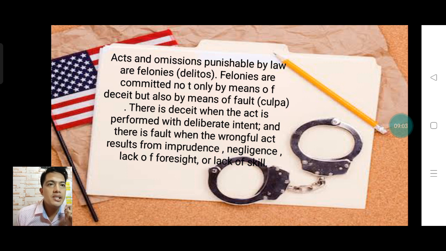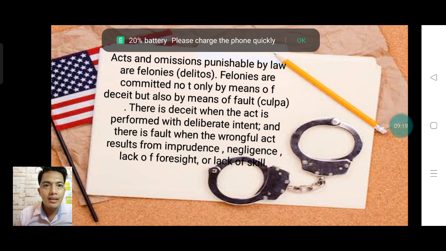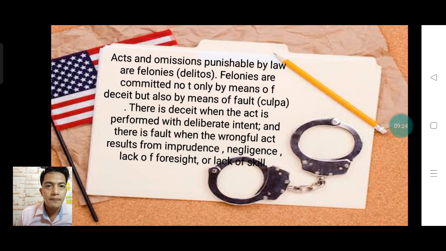Now, about punishable by law. Acts and omissions cannot be called punishable by law unless there is a law that prohibits them. Going back to what I said earlier, nullum crimen nulla poena sine lege: there is no crime when there is no law punishing it. Meaning, there must be a law that punishes such act. Otherwise, that act or omission, you will not be held liable.